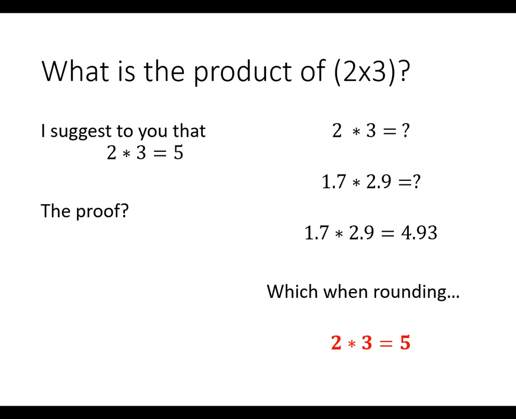But what happened here? This is sound logic. So what happened here? The problem was that when I gave you the question 2 times 3, I did not give you enough information. That's why we need significant figures, to make sure that we accurately represent results based on the amount of information that we are given.